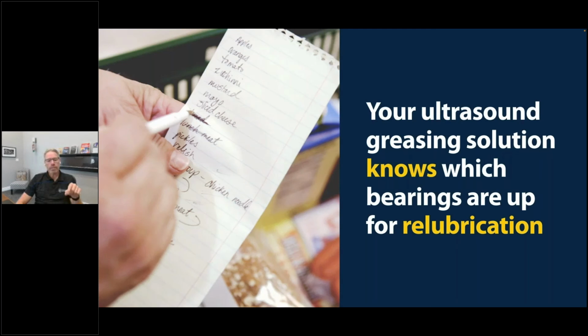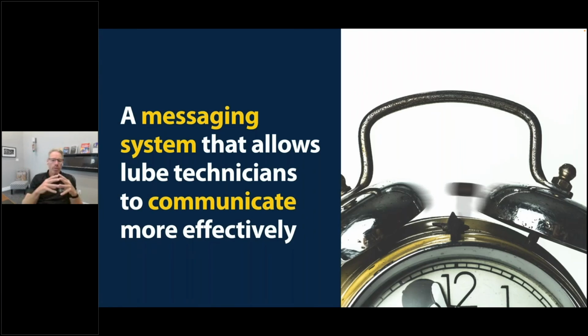The lubrication solution is also a communications tool. And so, like the Lube Expert, you need a messaging system that allows the technicians to communicate to the entire reliability and condition monitoring team. For example, why'd you skip a machine? Because it wasn't safe. Why'd you skip that machine? It wasn't running. Why'd you skip that machine? The lube tube was broken. Or any number of reasons.